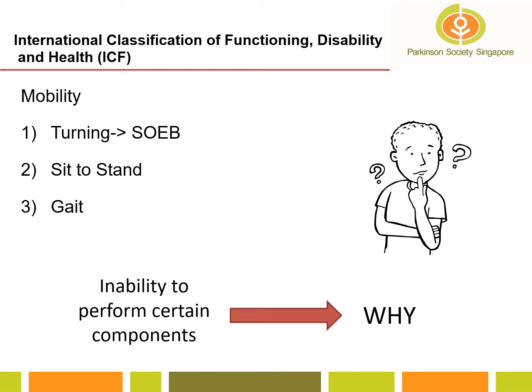So then it is important for us to look for the reason why. Why are they unable to perform certain components? So for example, if they are unable to bend their knee during turning, why is that so? Is it because really that the knee flexors are weak? Or is it because they have lack of range? Maybe because they have OA knees, they are having painful knees. They have a certain limitation in their knee flexion range.